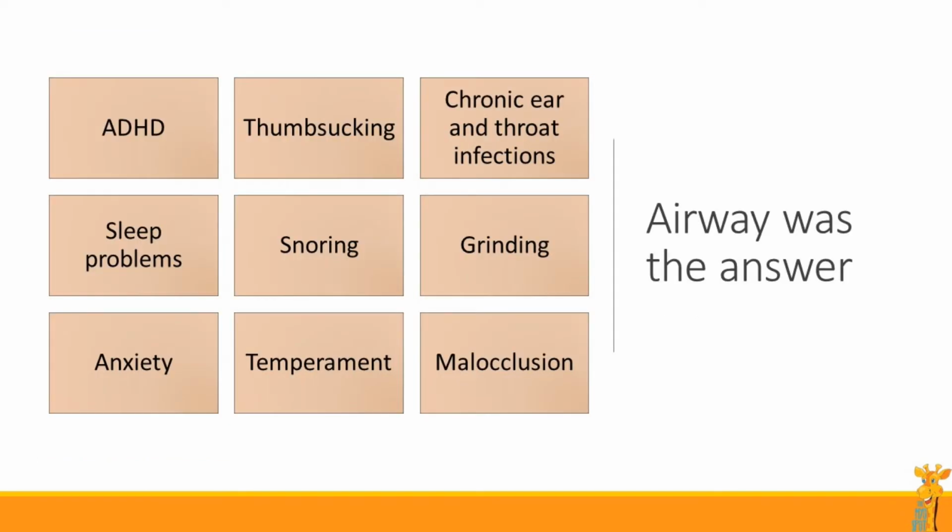Well, the answer was all in the airway. That's right, the ADHD, the thumb sucking, the ear and throat infections, the sleep problems, the snoring, grinding, anxiety, temperament, malocclusion, all of it related to the way they breathe and the resulting narrow airways that developed. I won't bore you too much with the details yet, but as a parent, I was thrilled. Finally, an answer and from an unexpected source. I can't begin to tell you how grateful I am for that day of discovery.